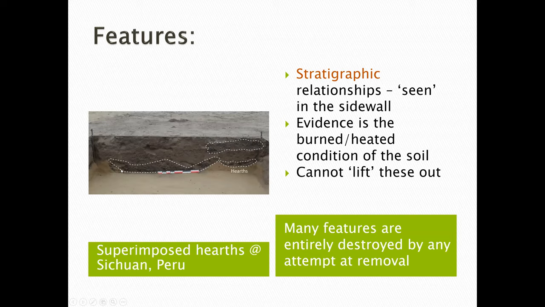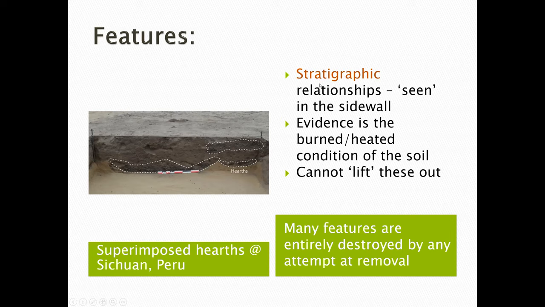So a hearth is a feature. Now in this case, it's because it's an activity. When we remove it, it doesn't exist anymore. So we have to be very careful to draw it, photograph it, map it, and then collect some of the soil that we bring out of that to see if we can get any information about what they were doing there. So remember again, layers.